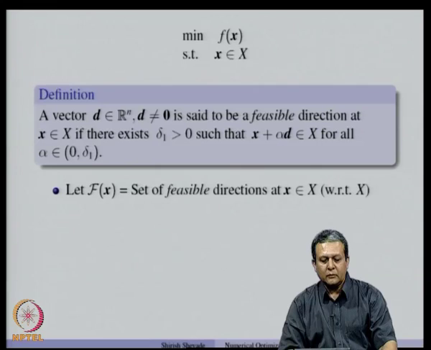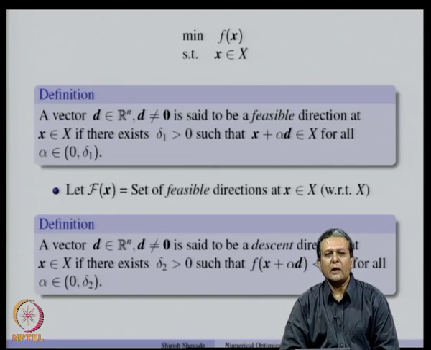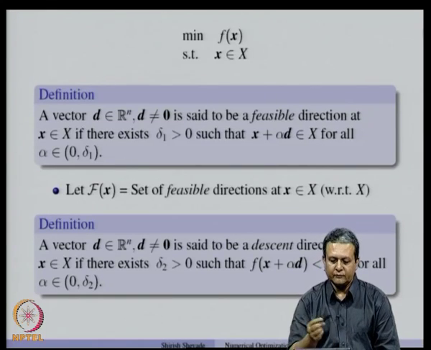Now, if you recall the definition of a local minimum, in addition to the feasible directions, we need those directions along which, if we make a movement, we can decrease the objective function. So, those directions are called descent directions, and we have seen these descent directions when we studied unconstrained optimization problems.